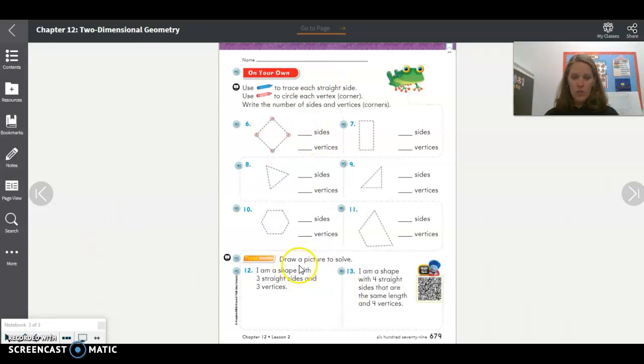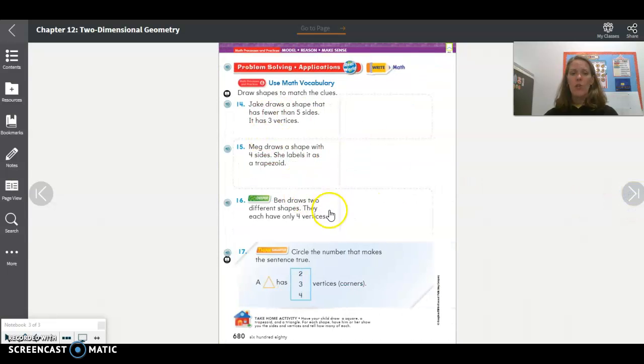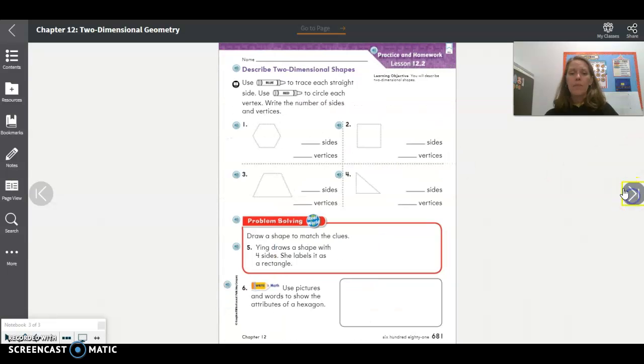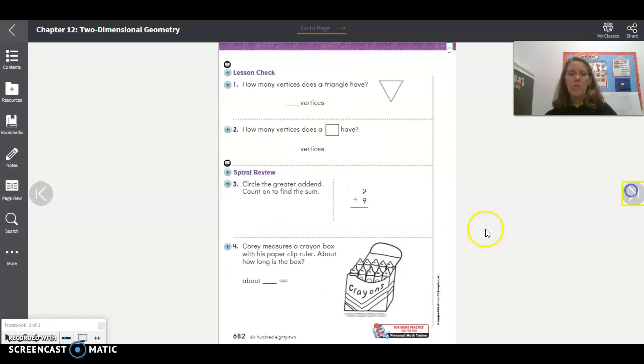And then down here it says to draw a picture to solve. So have an adult read this to you and see if you can figure it out. That's kind of the challenge one here. Challenge yourself here. Have an adult read this to you and see if you can figure out what shape they're talking about. So this would be a good challenge. It's okay to look at the shapes in your blue envelope to help you out with this. And then there's your review page for this one and some overall review pages here also.